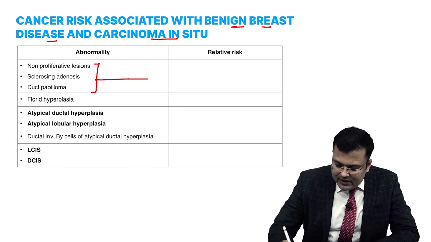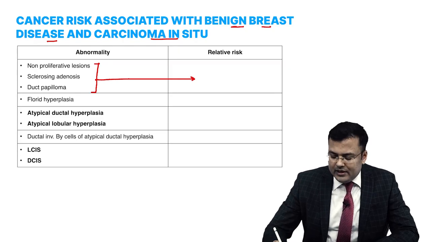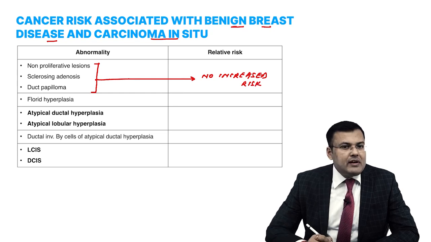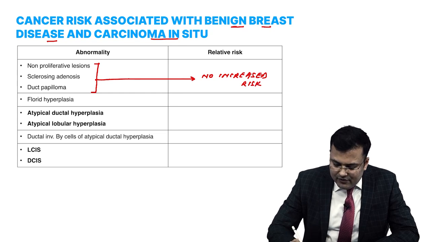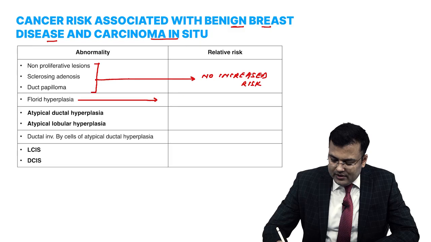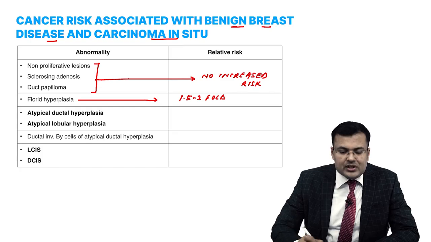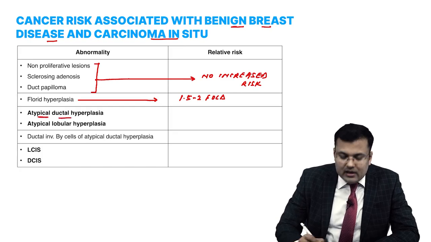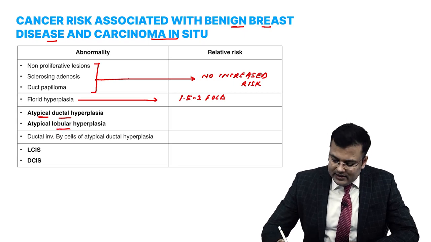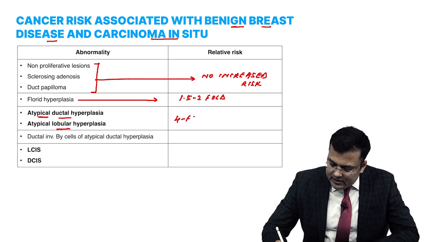If these problems are there, how much is the relative risk? There is no increased risk. In these cases, there is no increased risk of breast cancer. If the patient is having florid hyperplasia, the risk is 1.5 to 2-fold. But if the patient is having atypical ductal hyperplasia or atypical lobular hyperplasia, the increased risk is 4-fold.